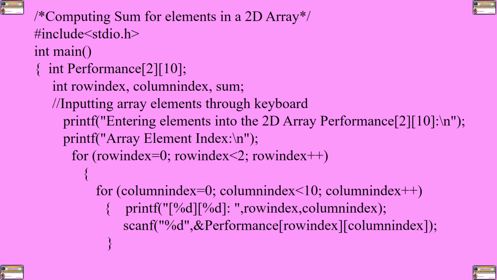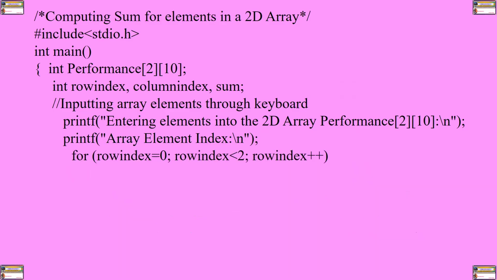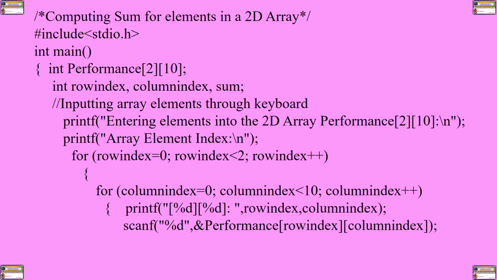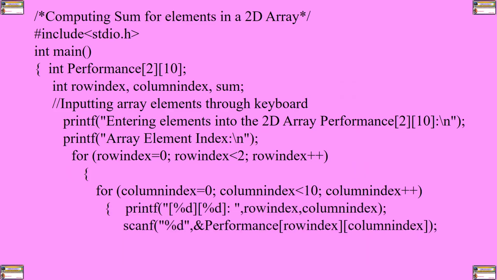No. So once this is complete, the control will be taken to the last statement here, which is incrementing row index. So row index will be incremented from 0 to 1. Once row index is 1, this activity will continue again from here. So the elements that will be read will be 1, 0, 1, 1, 1, 2, 1, 3, 1, 4, 1, 5, 1, 6, 1, 7, 1, 8, 1, 9.